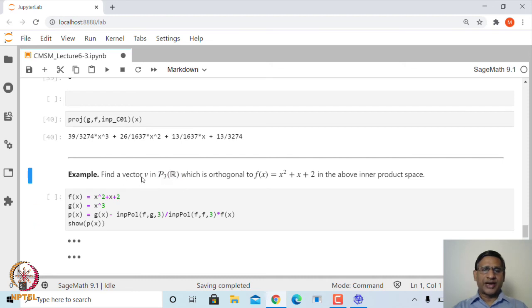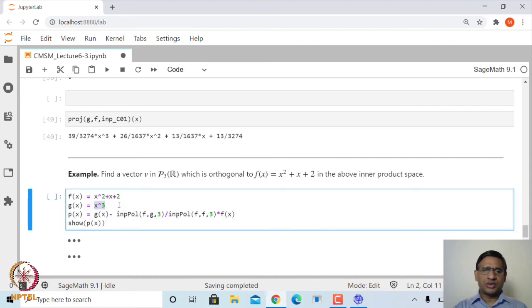So, suppose we want to find a vector v in P3(R), that is, a polynomial of degree less than or equal to 3, which is orthogonal to this vector. How do we obtain it? If I want a vector orthogonal to this one, we can start with any vector in this vector space. Let us say we start with x cubed, take the orthogonal projection of x cubed onto x square plus x plus 2, and then remove that orthogonal projection component. That will be a vector which is perpendicular to f(x), which is equal to x square plus x plus 2.